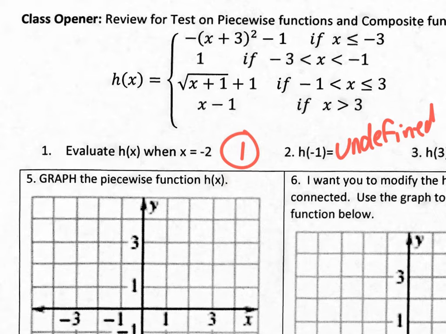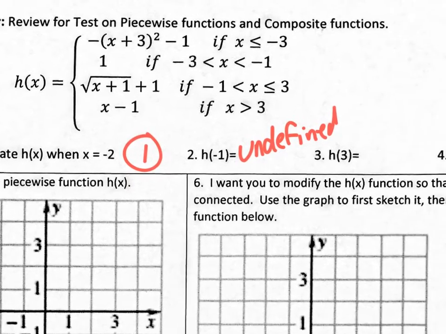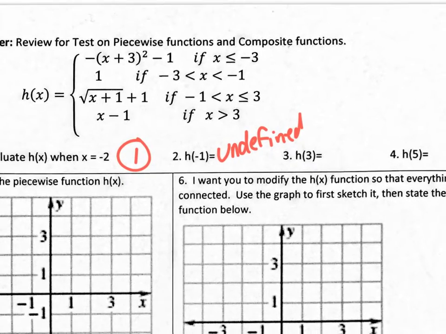There's nowhere to plug it in. It's undefined at that value. And we'll see that when we graph this thing, when we do go to the input of -1, we're going to see that there's a big hole right there. There's going to be no graph at the value of x equals -1. Moving on. Number 3, h of 3.